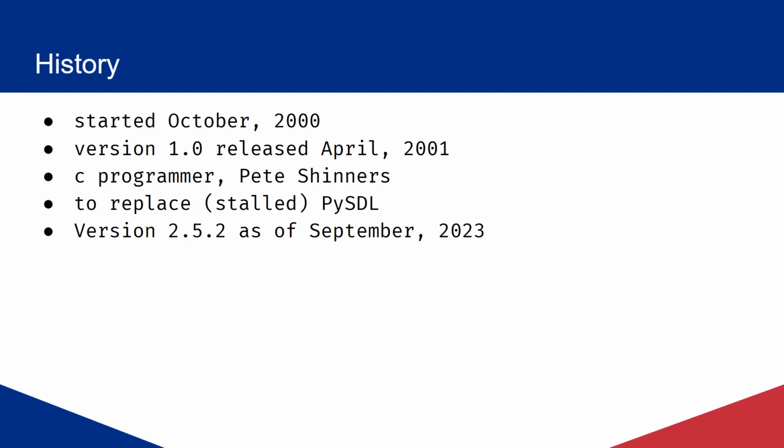Of course, at the time, if you see that PySDL is up there, PySDL is just another version somebody was trying to make, and they failed trying to convert SDL over to Python. And that was some more reasoning for why Pete started his journey. And as you see, it first got released, so it was successful, in April 2001. And today, version 2.5.2 is out as of September. So it's made a lot of long strides and has a lot more functionality than it did when it first started.